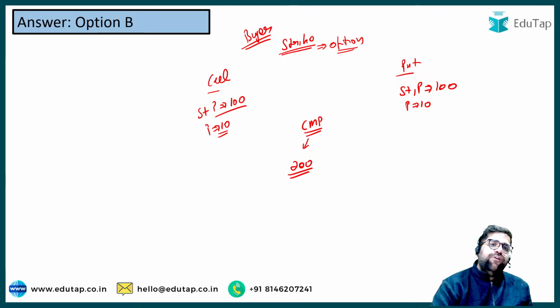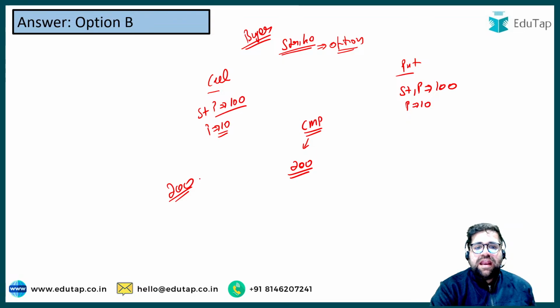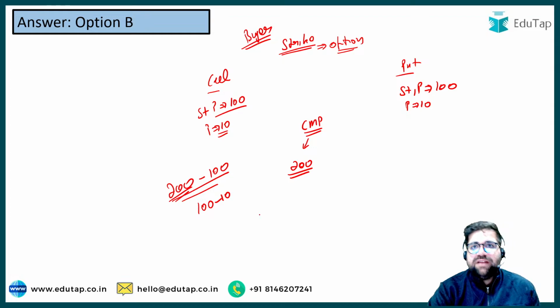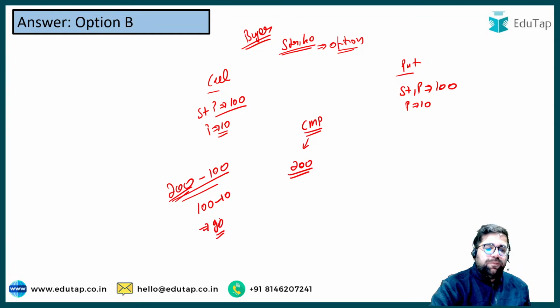So let's see what will happen in the call option. If the current market prices are 200 and I have purchased the call option at a strike price of 100, definitely my gross profit will be 200 minus 100, which is rupees 100 only. But I will also deduct rupees 10 because I have paid the premium as a buyer. So my net profit in the call option will be rupees 90.